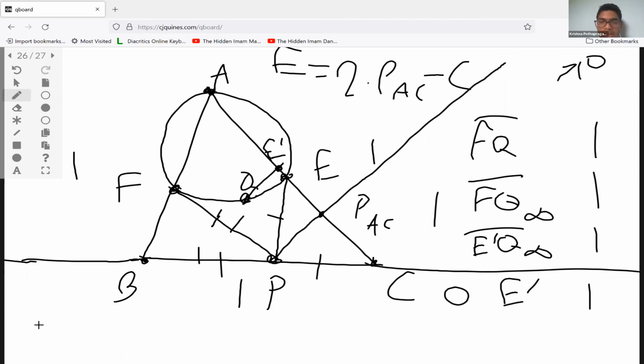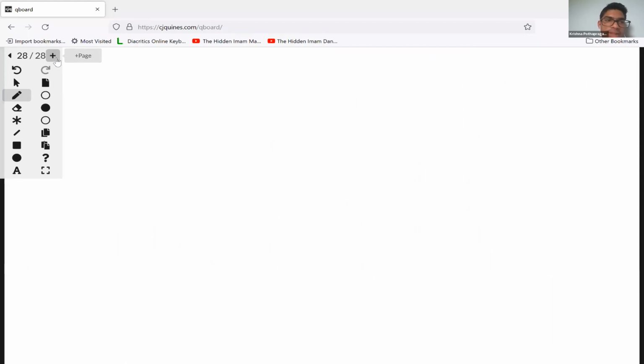So we have E dash is equal to 1. E has degree 1. So the entire statement has degree 2, which means we need to show that for 3 values of E, whichever moving point you want, for 3 values of P, the statement is true.